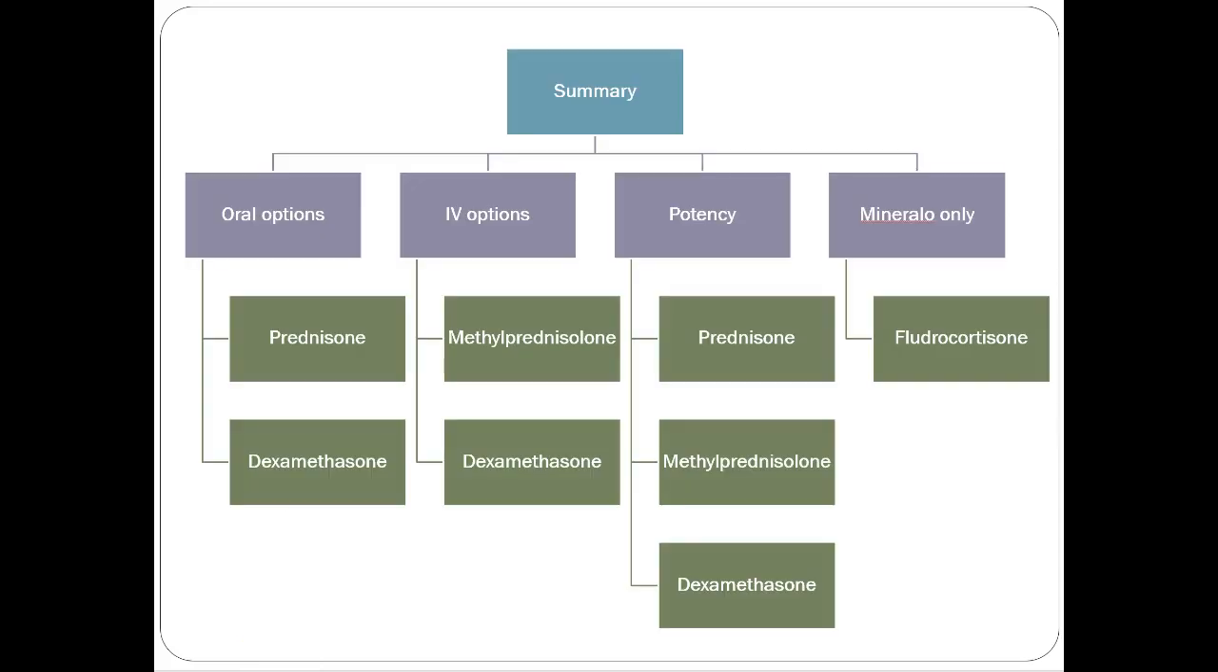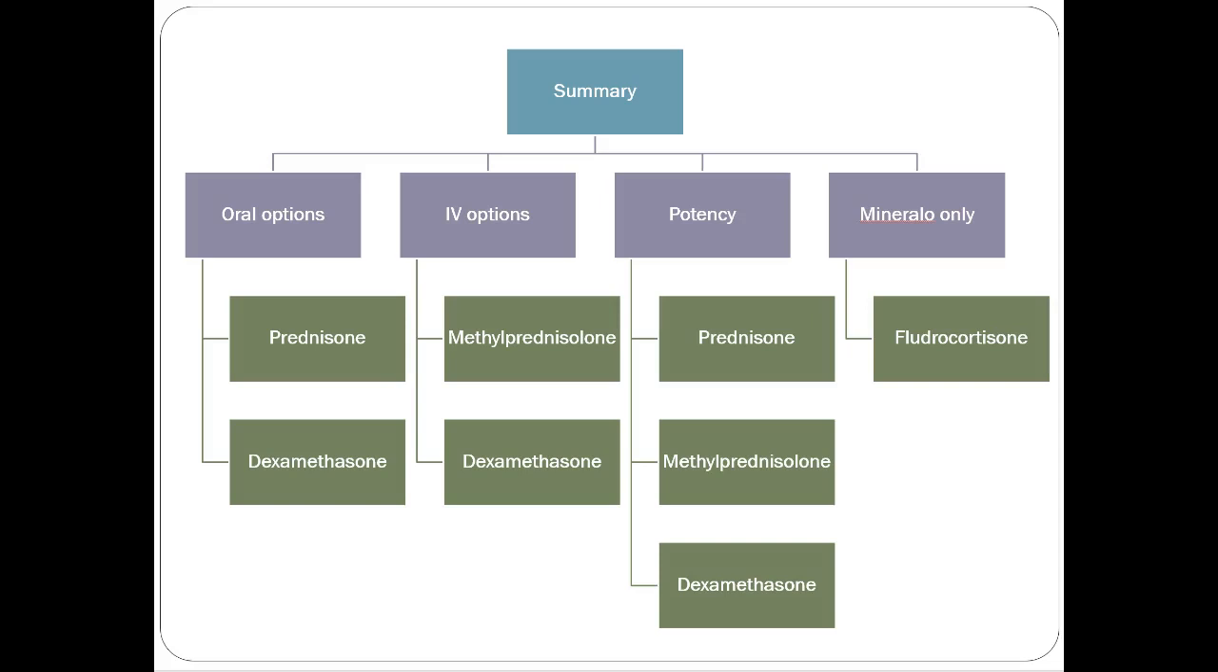Okay, quick summary. For oral options, you're basically looking at prednisone and dexamethasone. Those are the two drugs of choice. Prednisone is almost always used for anyone taking a short burst of steroids or on chronic long-term suppressive therapy. Dexamethasone's uses are more associated with things like chemotherapy, but it certainly could be used for other issues. You just don't commonly see it used for something like an asthma exacerbation. IV options are methylprednisolone and dexamethasone.